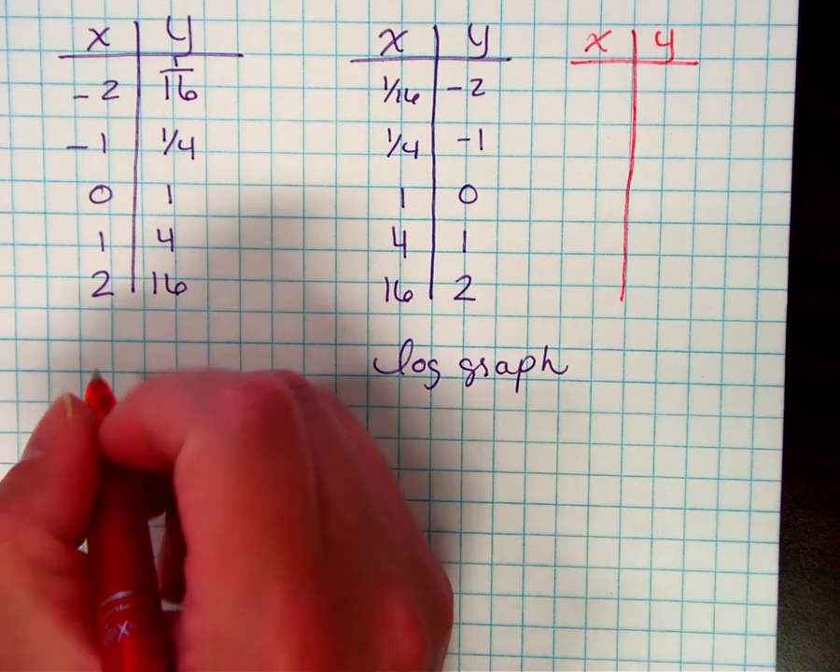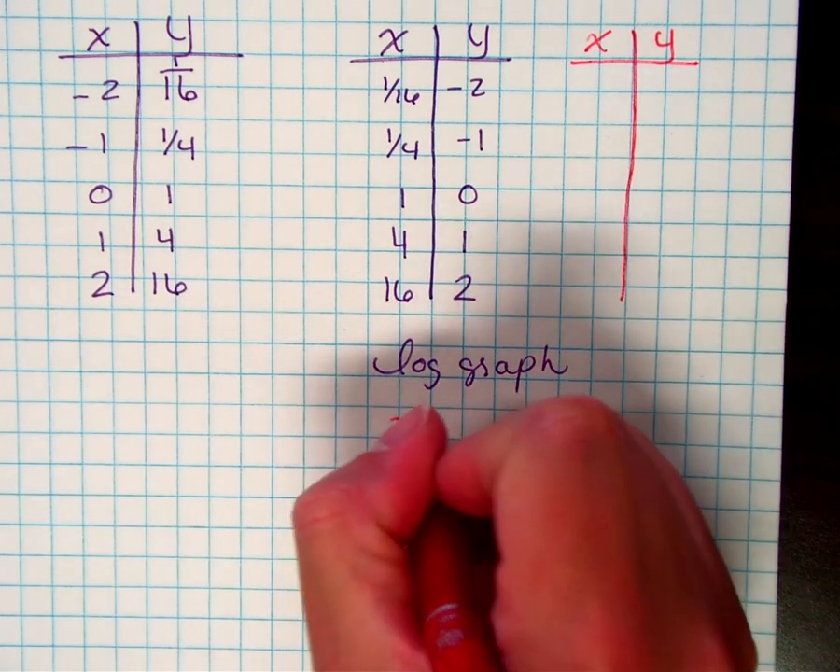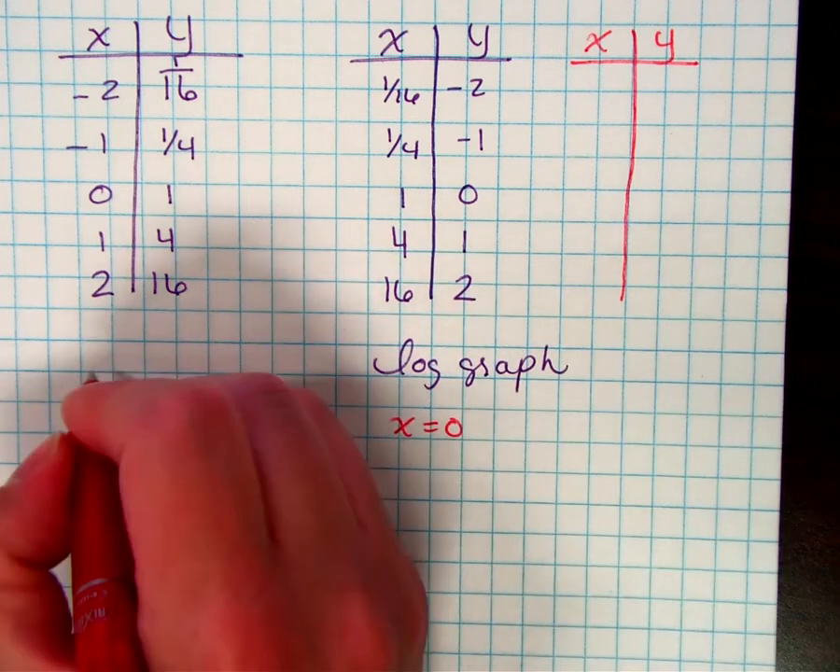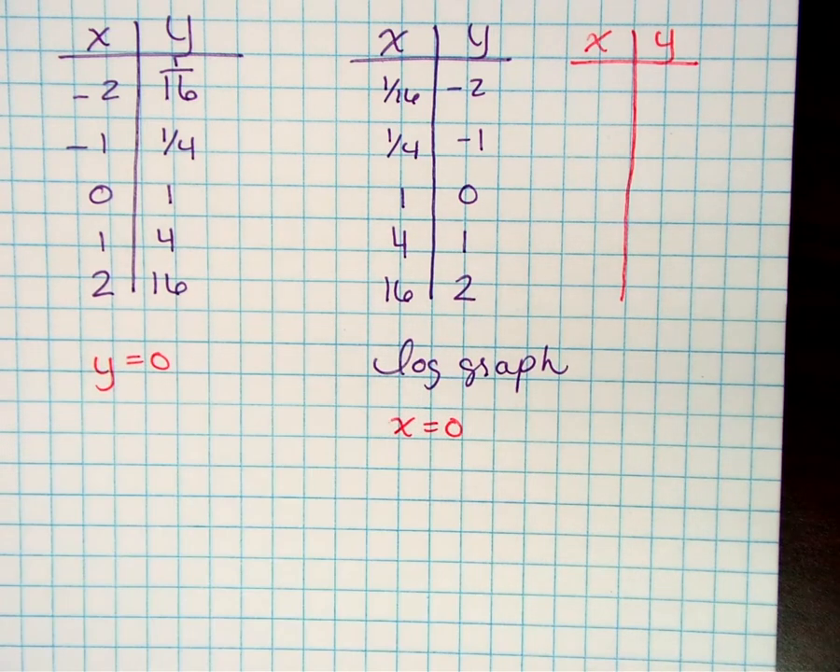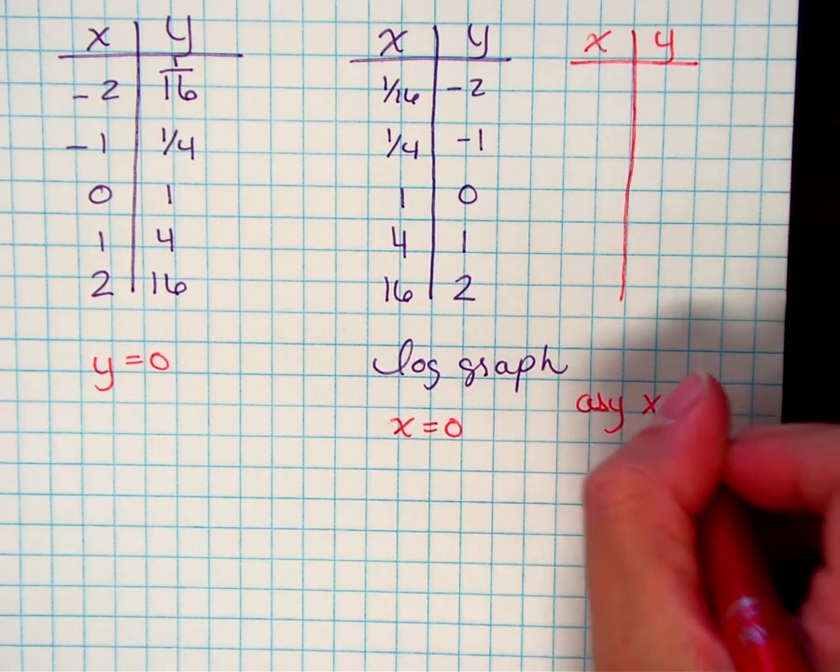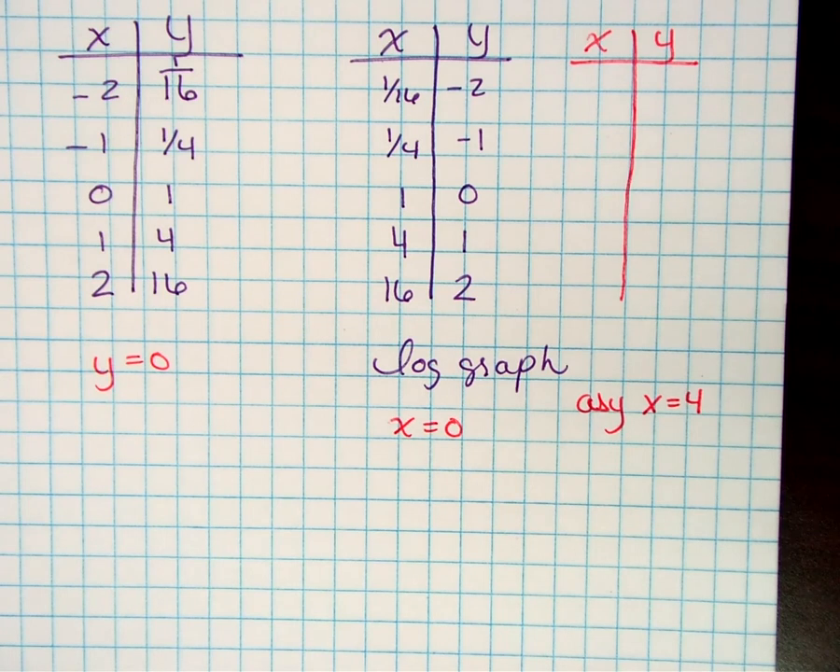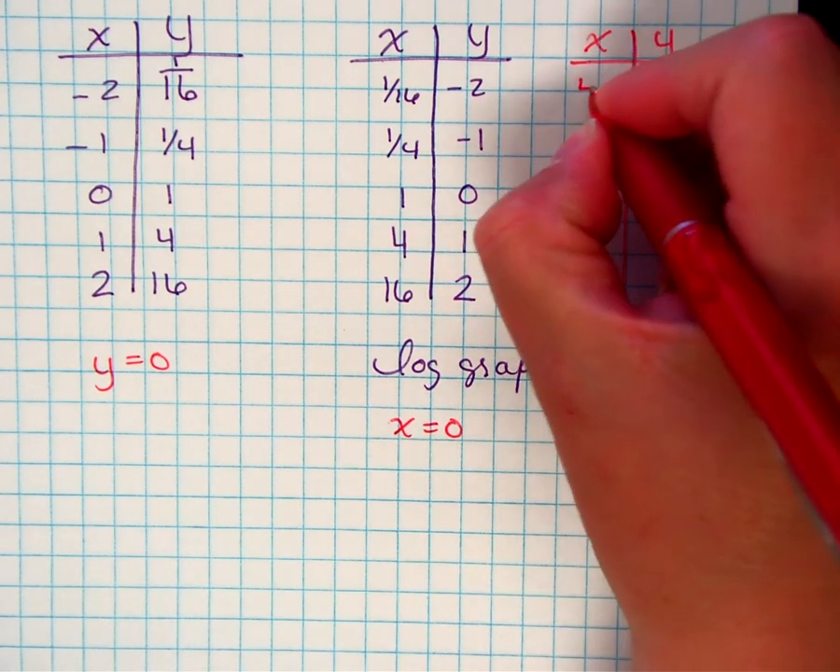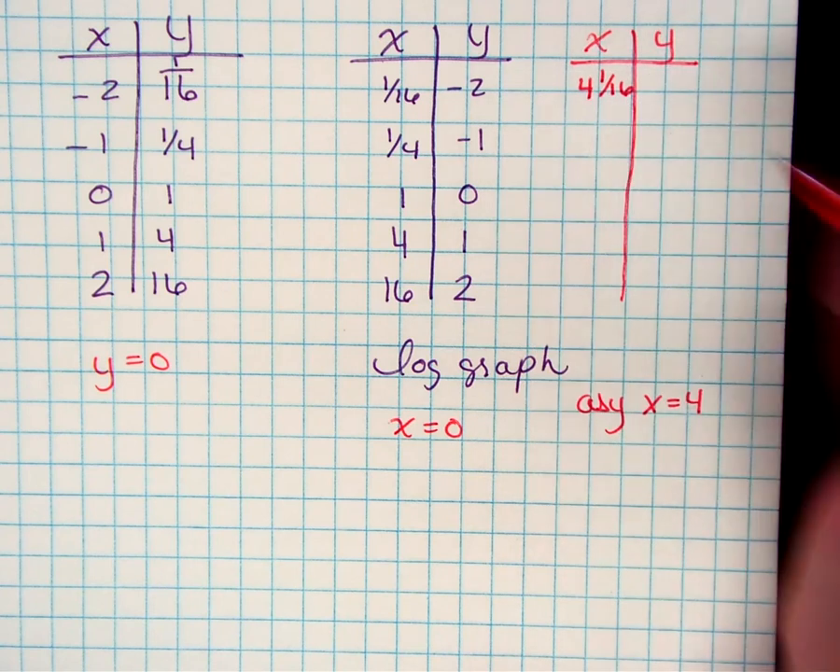Well, this one is x equals 0. This one's y equals 0. And so on this one, our asymptote would be at x equals 4 because the whole thing shifts 4 units to the right. So this is going to be 4 1/16.